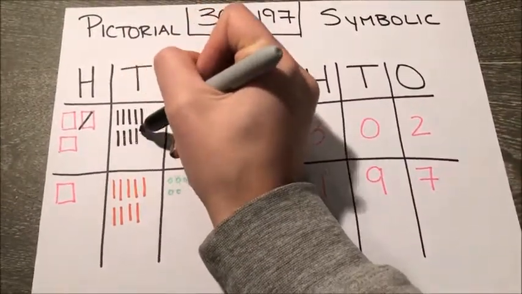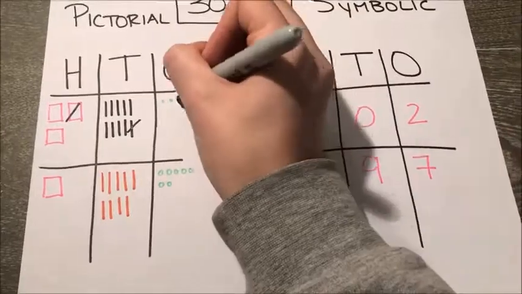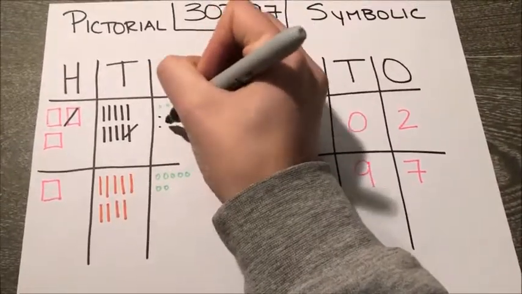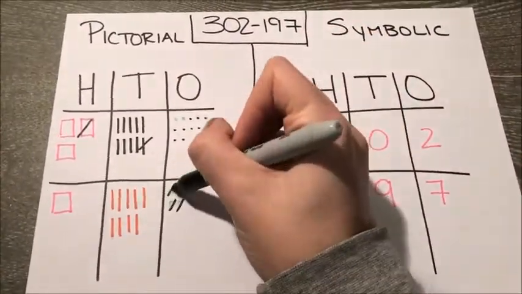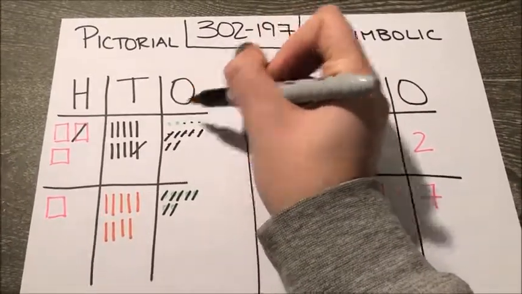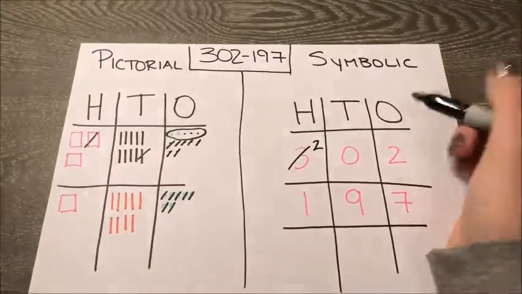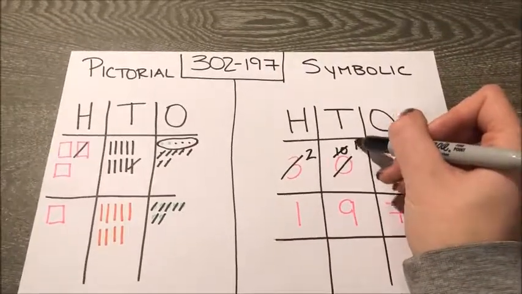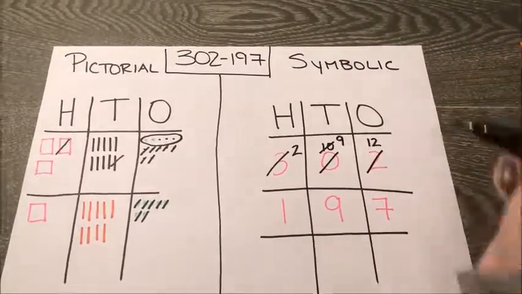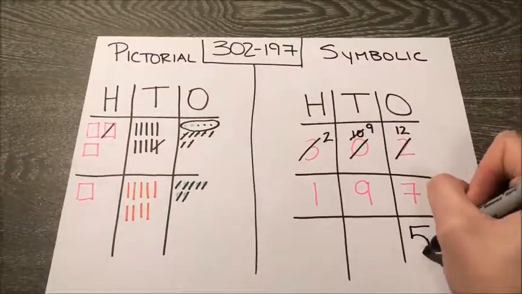So I traded a hundreds flat for 10 tens, traded a 10 for 10 ones. Now I'm able to subtract the bottom from the top, so 12 minus 7, and I can show that symbolically. So I now have 2 hundreds, 9 tens, and 12 ones. 12 minus 7 is 5.